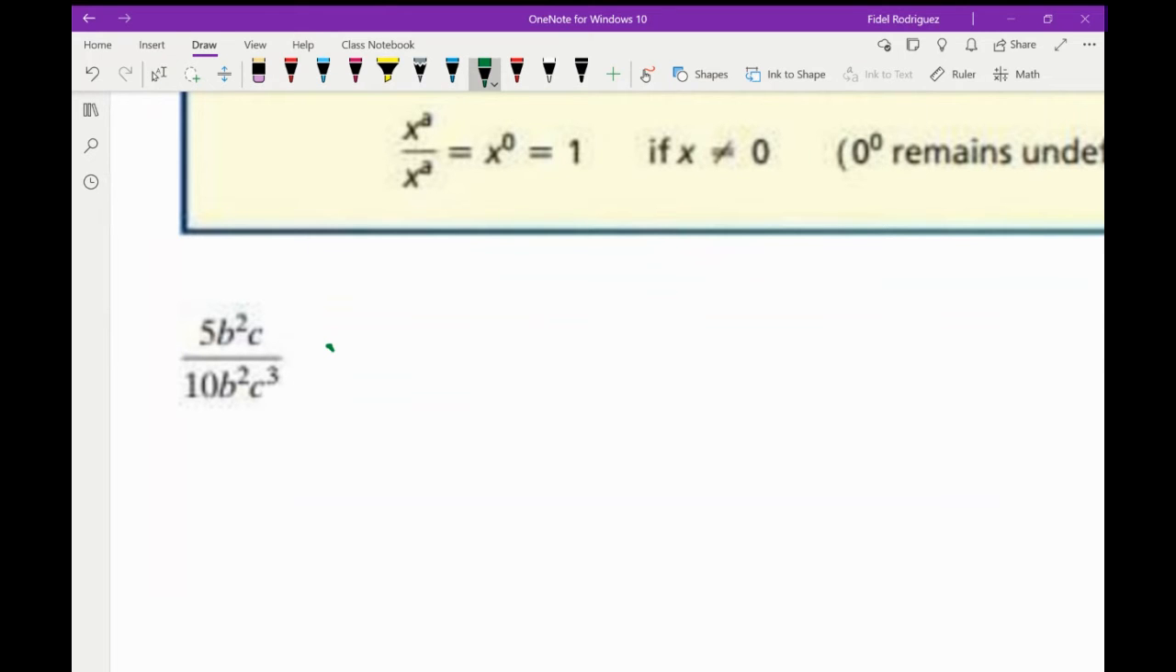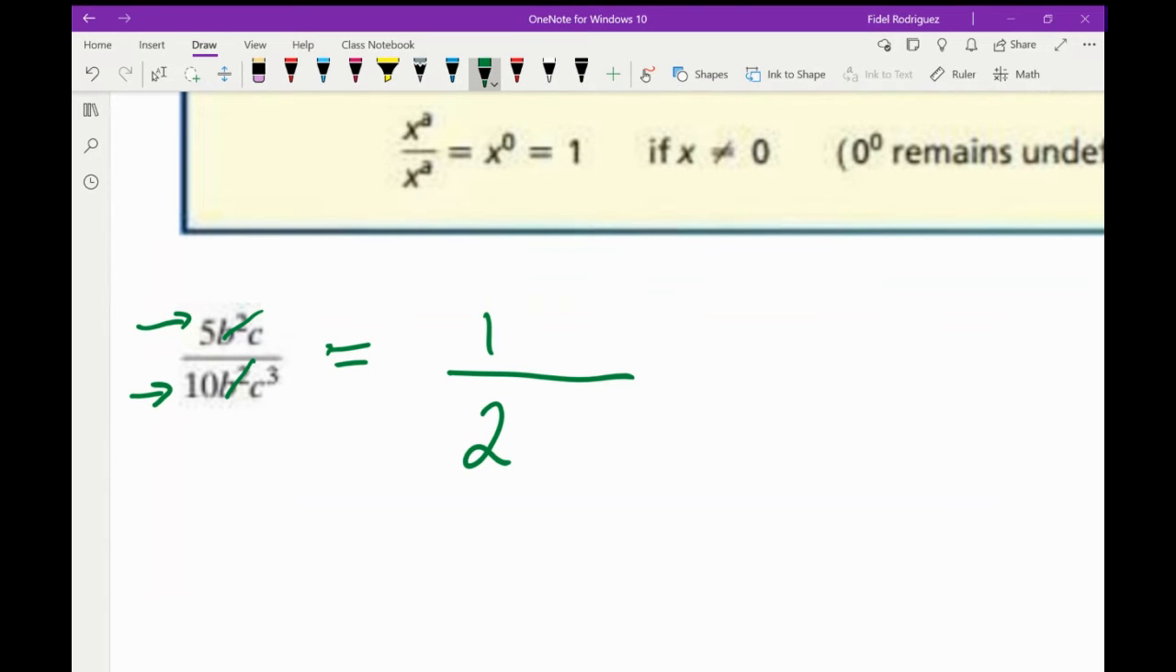So I'm looking at this problem. I'm going to do the same thing. So we're going to say, look, let's reduce the 5 and the 10. So 5 goes into 5 once and into 10 2 times. And then we're going to say, okay, well, what about the b's? Where do I have more b's? Well, I have exactly 2 on the top and exactly 2 on the bottom. So because they're the same, those b's just cancel each other out.